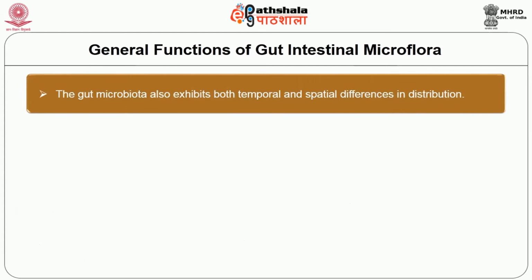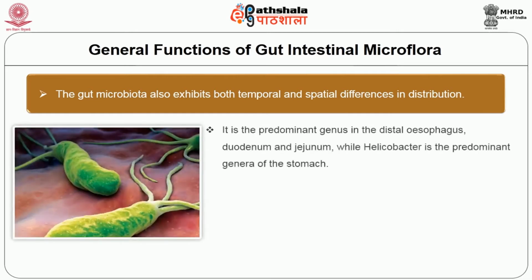The gut microbiota also exhibits both temporal and spatial differences in distribution. Streptococcus is the predominant genus in the distal esophagus, duodenum and jejunum, while Helicobacter is the predominant genus of the stomach. You could see the difference between what sort of bacteria will be in the stomach, and what sort of bacteria will be in the jejunum or duodenum.